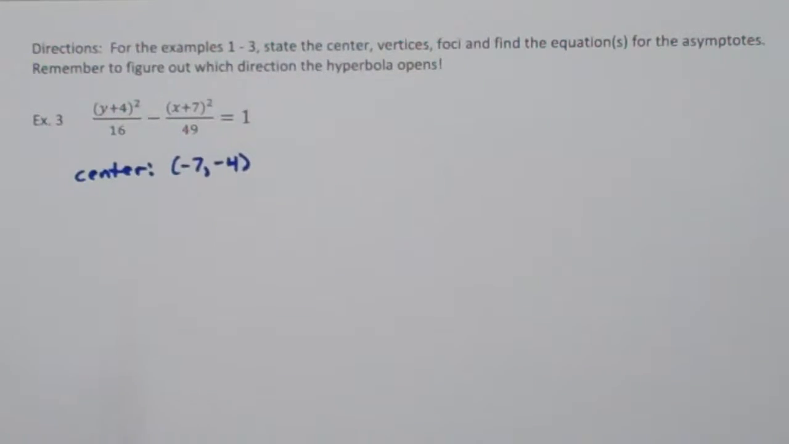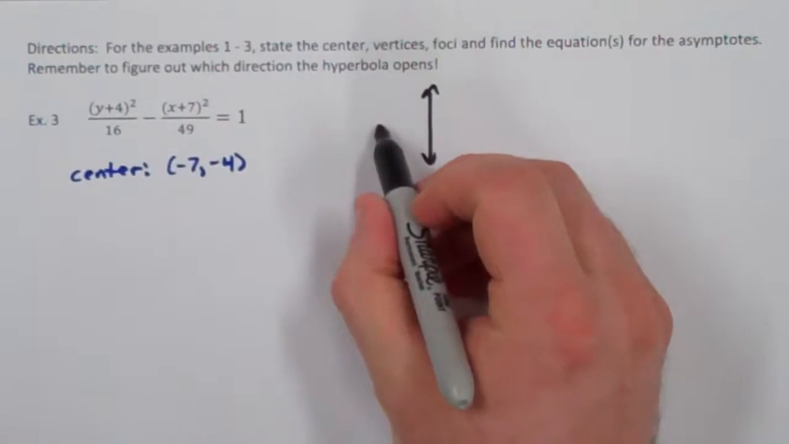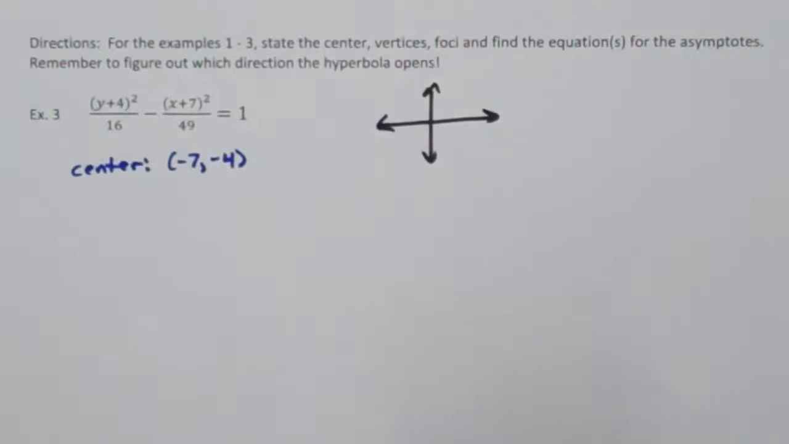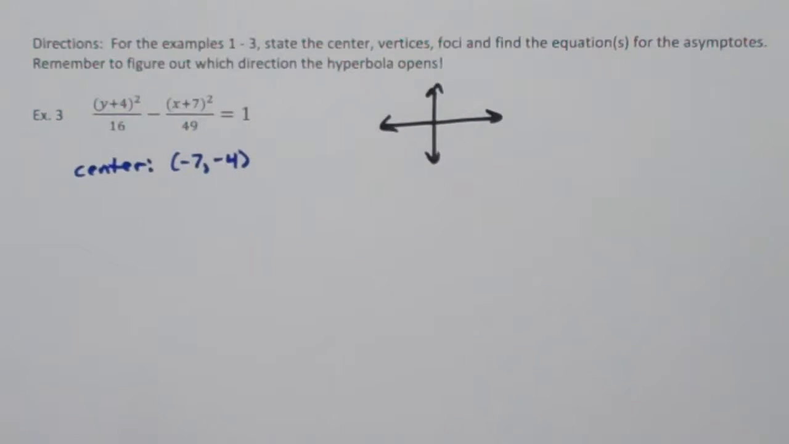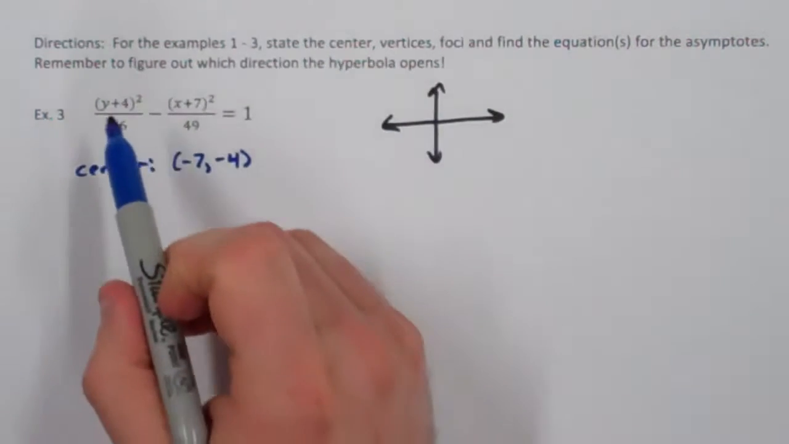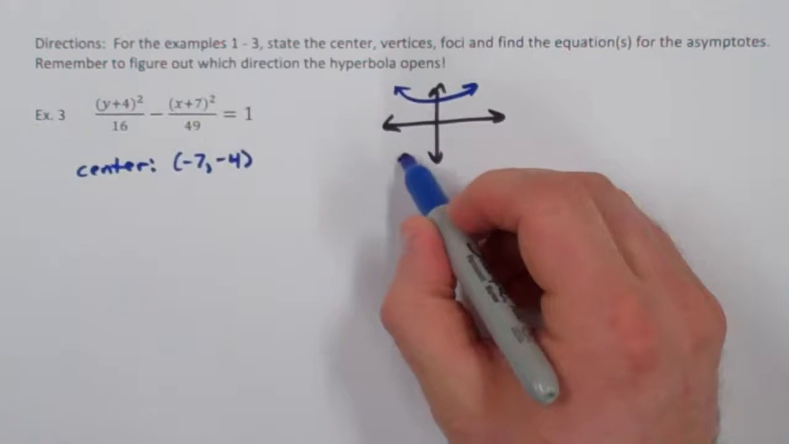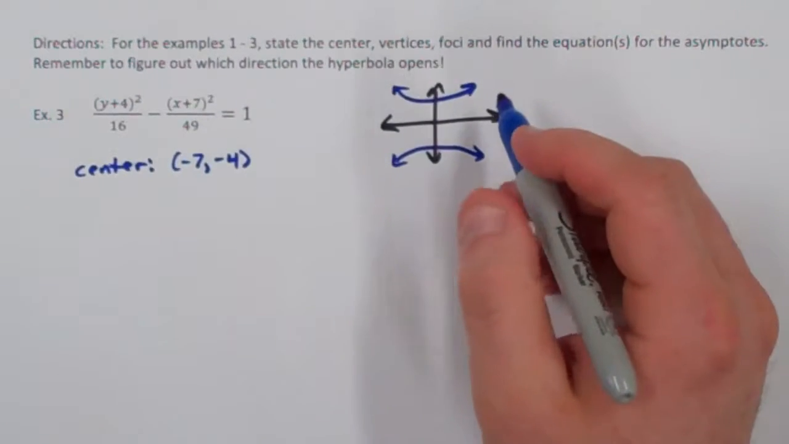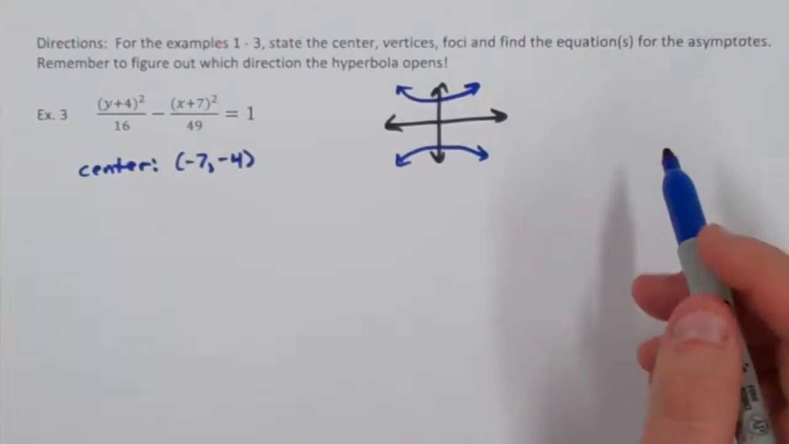Another thing you can do is to just draw a quick sketch. Not totally necessary. I myself just need to be reminded, it seems like quite often, which direction this thing opens. So the y term is first, so we're going to be opening up and down in the y direction. Definitely going to be a hyperbola, by the way, with this minus sign.